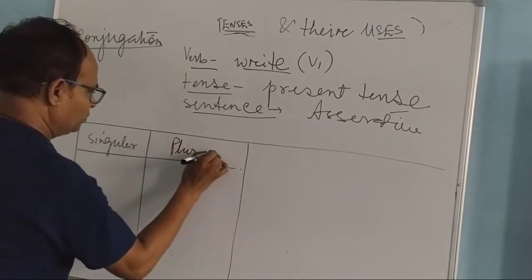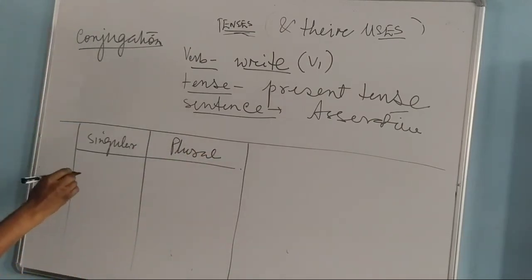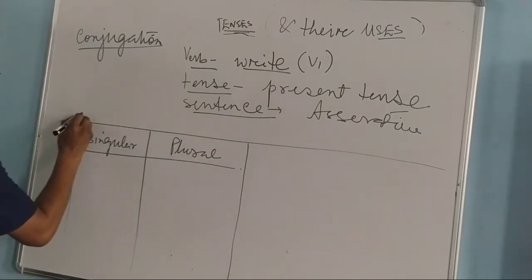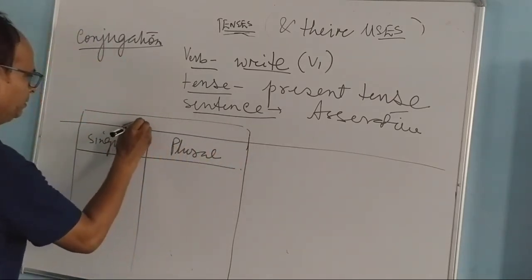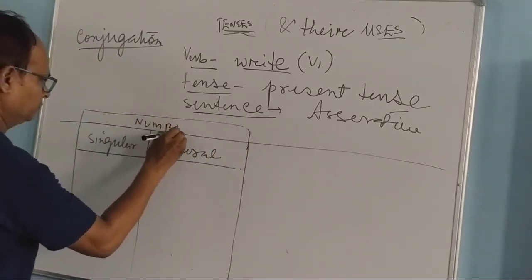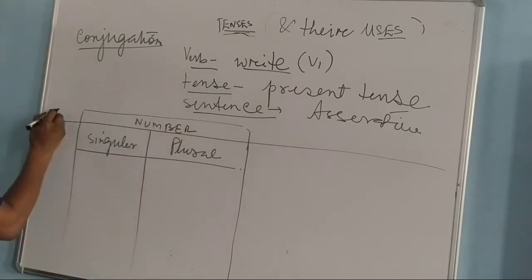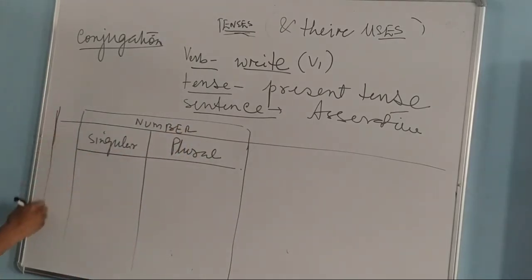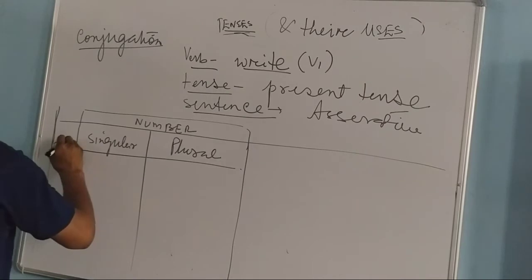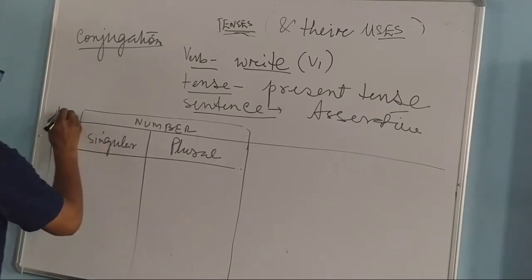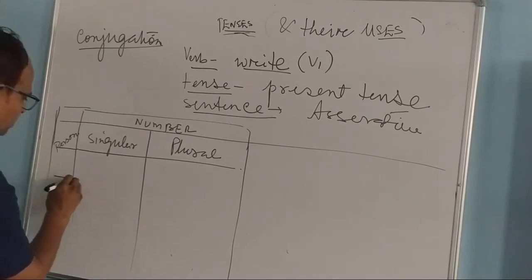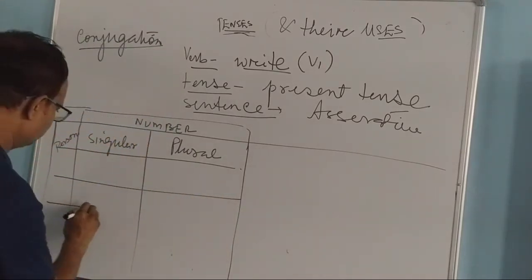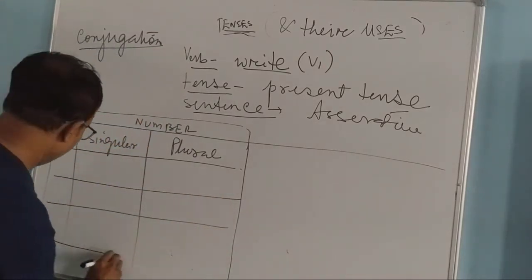Here I am writing singular and here I am writing plural. That means this singular and plural will be the number. I am writing here the person, P-E-R-S-O-N, person. Then you will see what are the changes that you can see here.